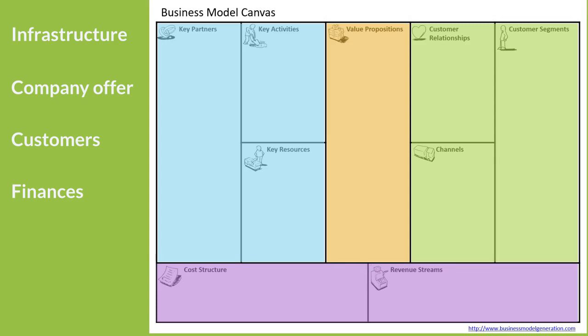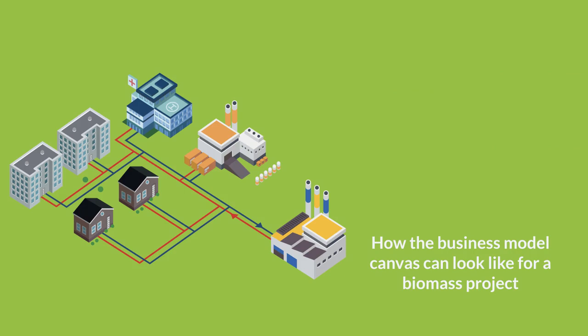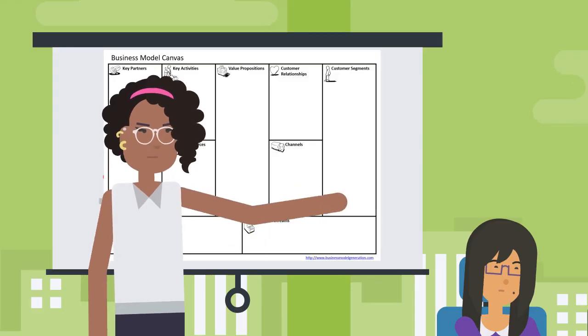Broadly speaking, the elements on the left-hand side of the canvas represent cost to the business, and elements on the right-hand side of the canvas represent revenue for the business. Once we have presented the tool, the final question is what the business model canvas can look like for a biomass project. Let's go block by block.